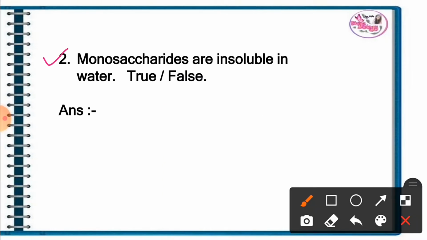Question 2. Monosaccharides are insoluble in water. Answer: false. Monosaccharides are soluble in water.